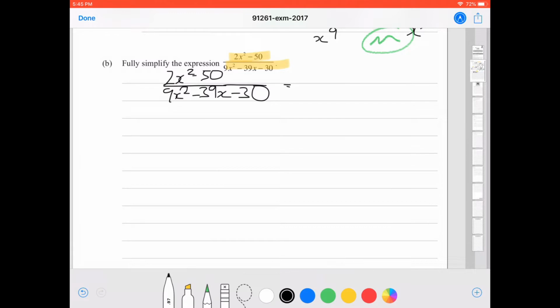So looking at our numerator, we can take a common factor of 2, first of all. Inside the brackets, you've got x squared minus 25. And then on the denominator, we can take a common factor of 3. And inside the brackets, you've got 3x squared, 39 over 3 is 13, so minus 13x minus 10. And we're going to be factorising again now.